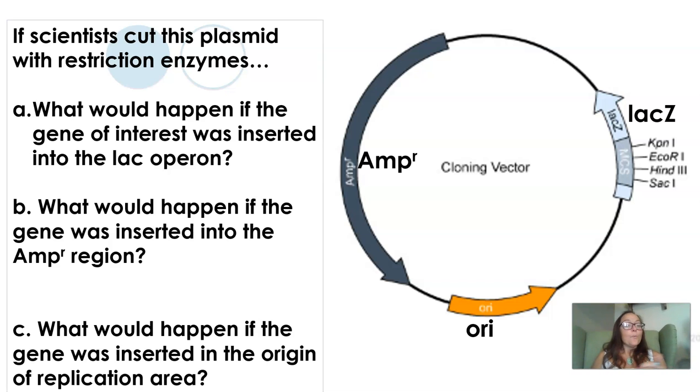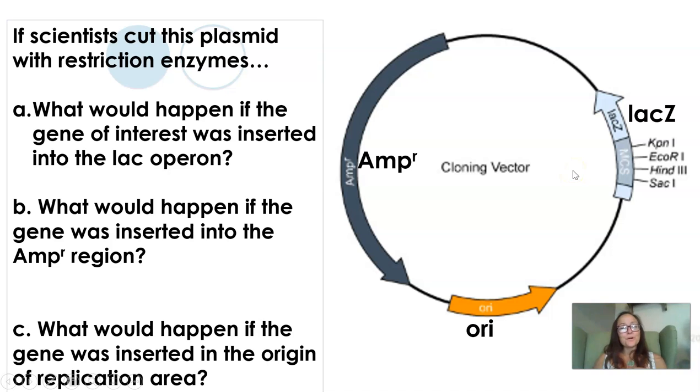Now, part B. What would happen if the gene of interest was inserted into the AMP-R region? Well, that gray region is where the gene for antibiotic resistance is coded for. So if you cut in the ampicillin resistance region, you're going to disrupt that gene, and now the bacteria will no longer have resistance to antibiotics. Now, what would happen if the gene was inserted into the origin of replication area? Well, maybe it wouldn't be able to replicate.